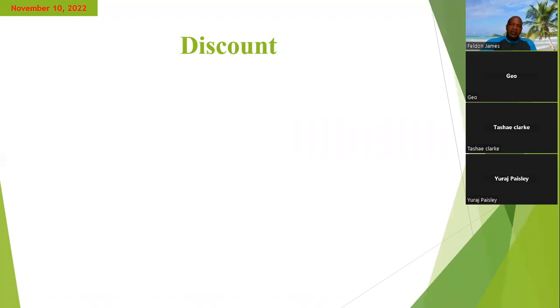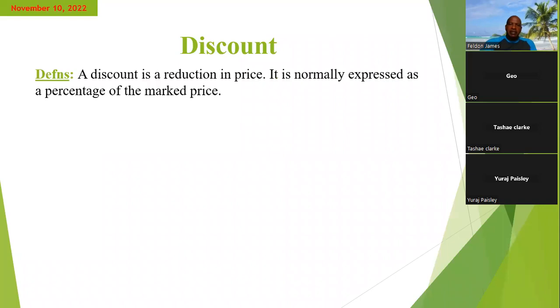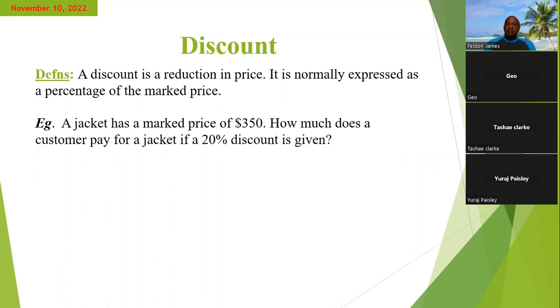All right, so everybody should understand what discount is. So discount is a reduction in price. It is normally expressed as a percentage of the marked price. Now, here we have a question. A jacket has a marked price of $350. How much does a customer pay for the jacket if there's a 20% discount given? All right, can you just make that calculation quickly so that we can move on?